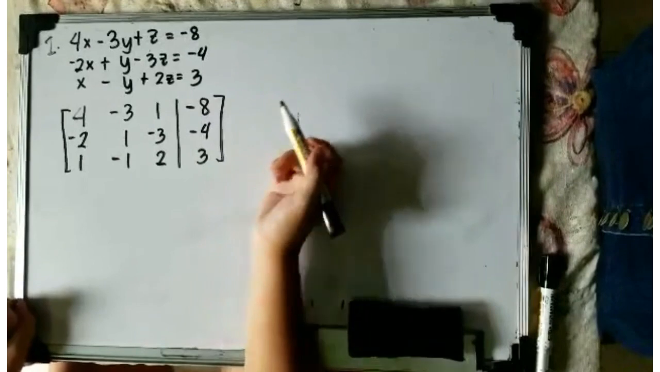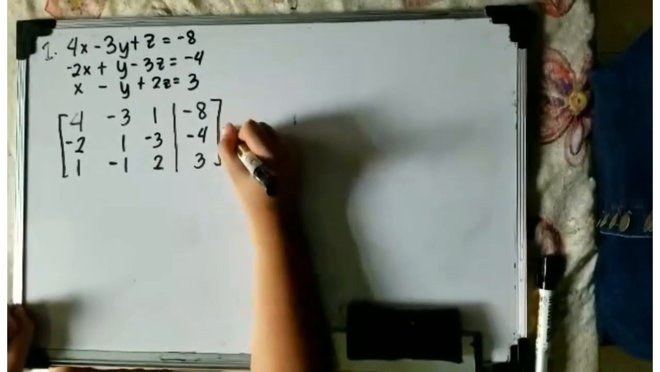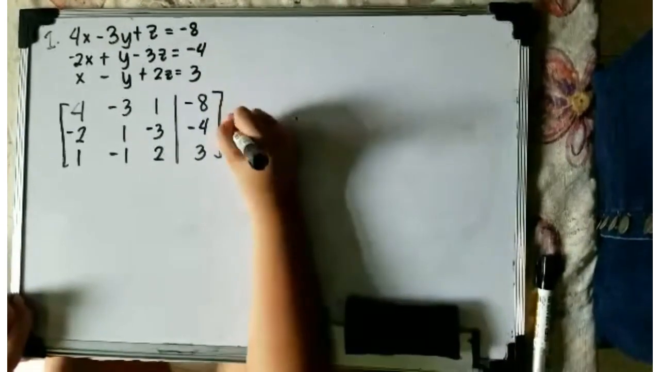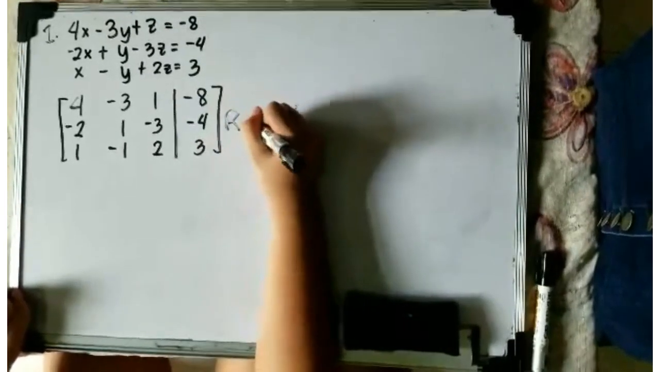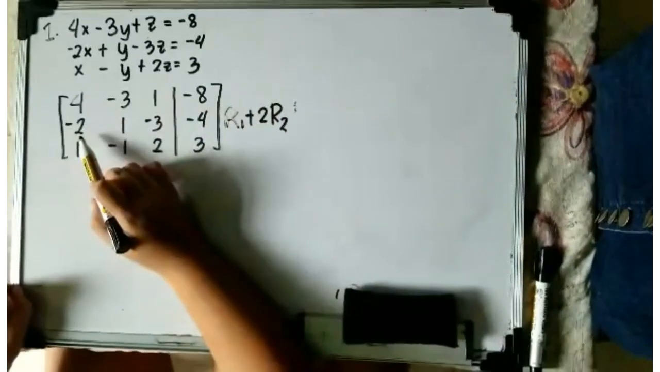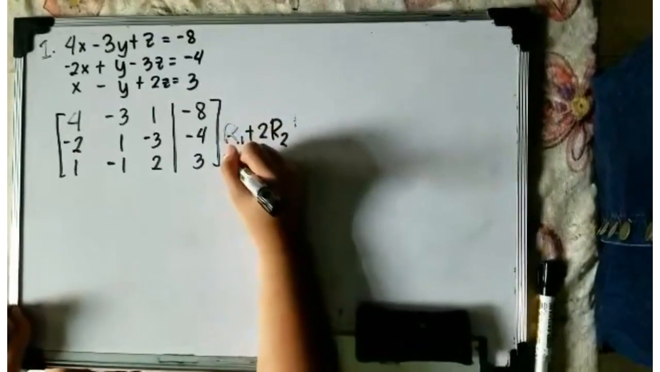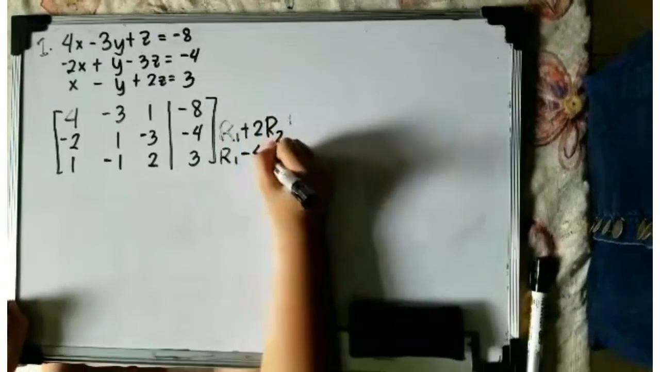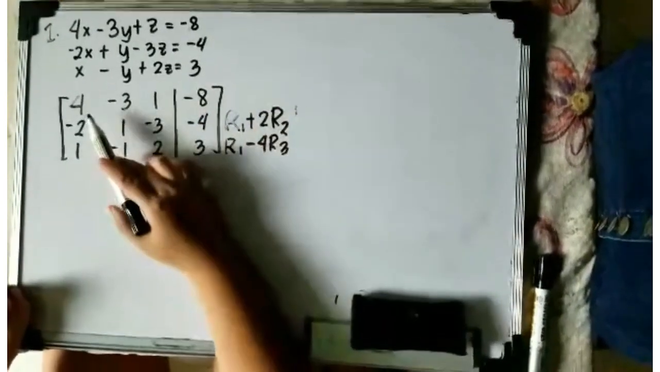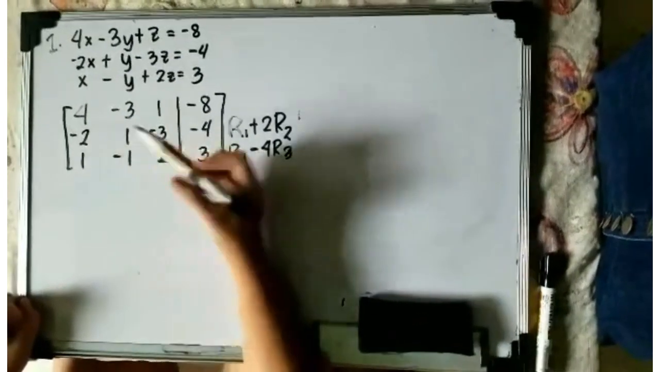So now we have to formulate a formula. We will use row 1 and row 2 into R1. So R1 plus 2R2. For this, negative 2 will become 0. And then on the third equation, we will use the formula R1 minus 4 times R3.